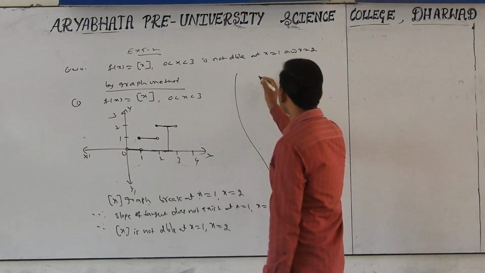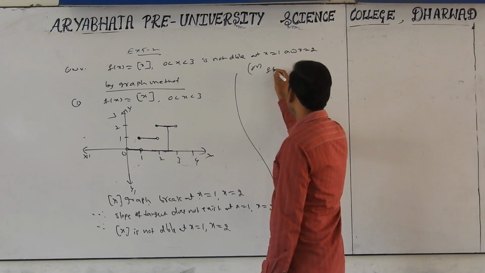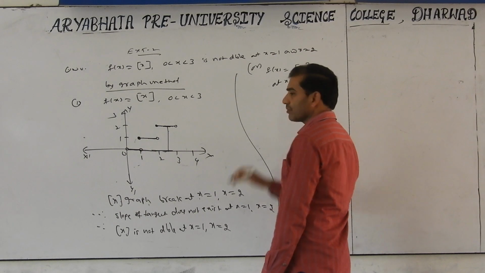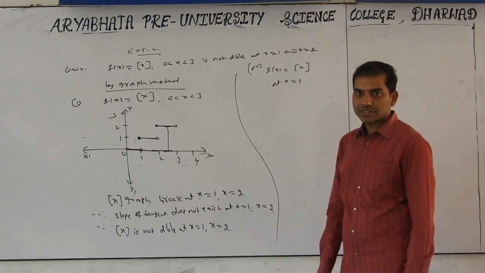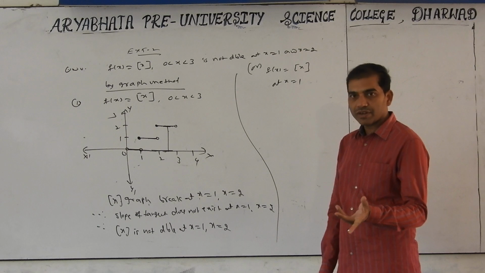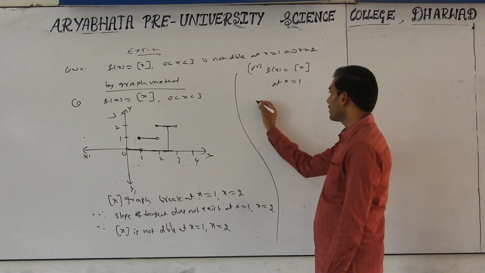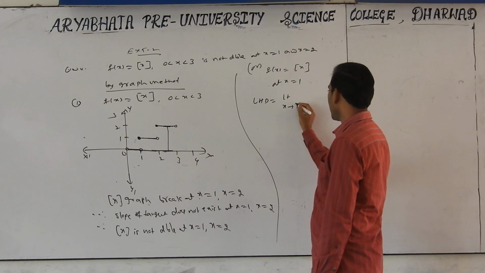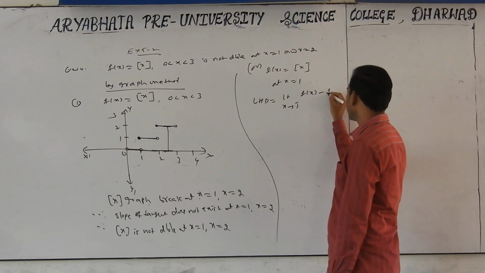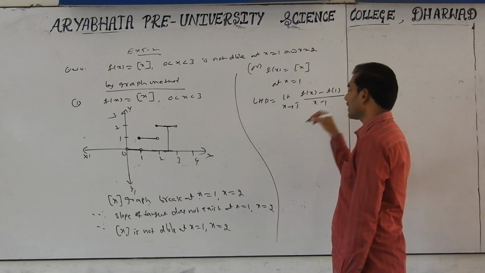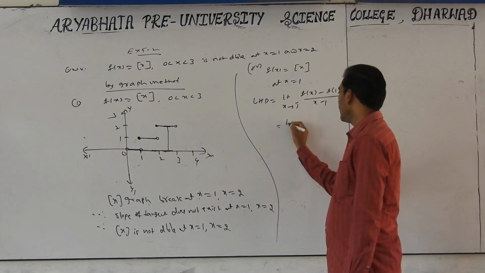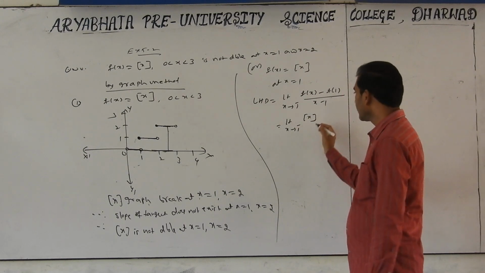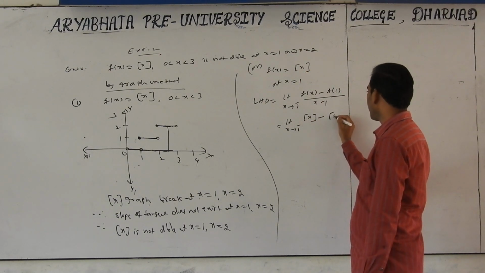Now without the graph method, the second method. f of x is equal to step x. Now I am going to check at x equal to 1. At x equal to 1, step x is changing, so we should find the left derivative and right derivative. LHD: limit of x tends to 1 minus, f of x minus f of 1 by x minus 1. That is, limit of x tends to 1 minus, step x minus step 1 by x minus 1.